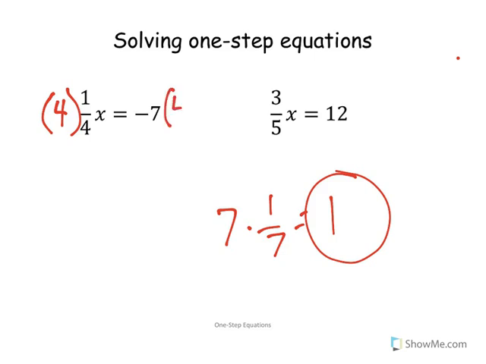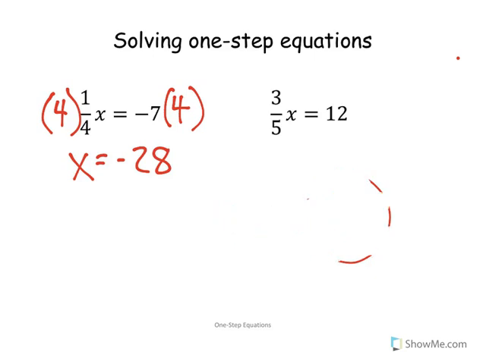So let's see what happens here if we multiply both sides by 4. 4 times 1/4 x is just x, right? Or technically, it's 1x. And then negative 7 times 4 is negative 28. This one's going to get a little tricky, right? 3/5 x. So what could I do? Well, I could multiply by 5, right? And that would give me 3x. And divide by 3, that's a little bit inefficient, though.